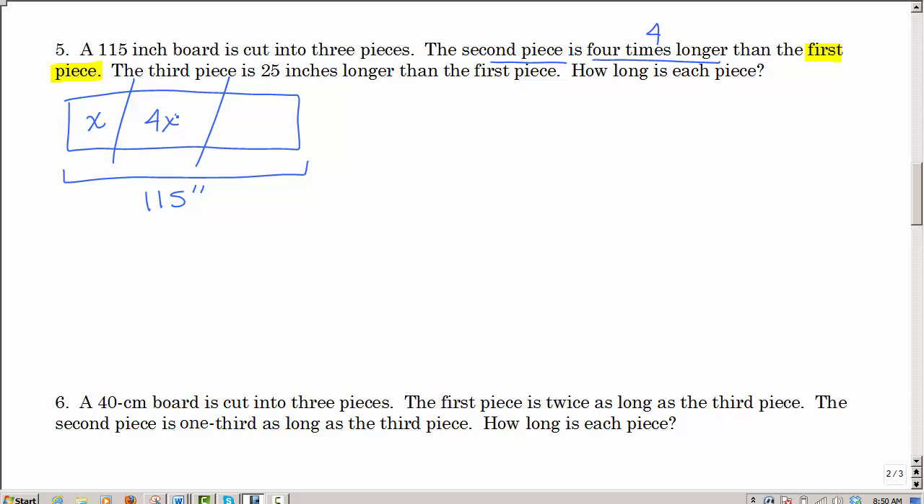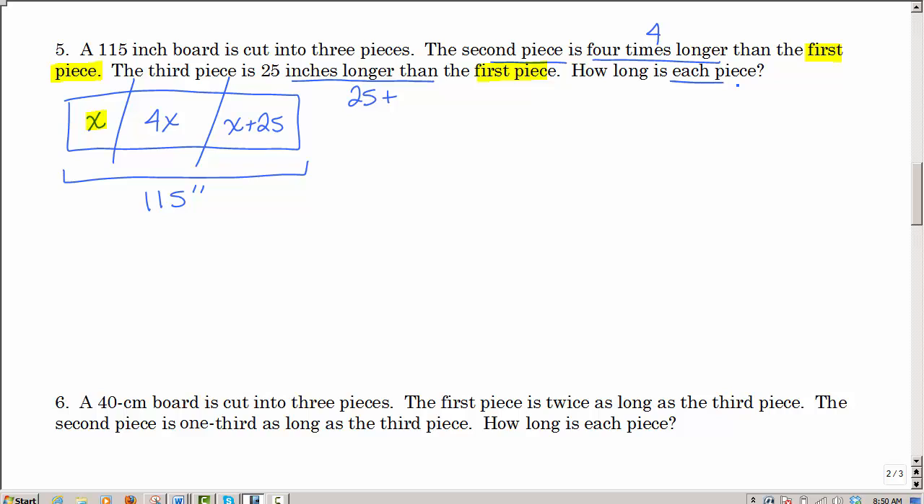The third piece is 25 inches longer than the first piece. So again, we're comparing it to the first piece. That's good. So the third piece is 25 inches longer. That's not times, it's longer. So we're adding 25 to the first piece. So we could say 25 plus x, or we can say x plus 25. Really doesn't matter because we're adding. Okay, so go back and read that. Make sure you understand how we're going to set it up.